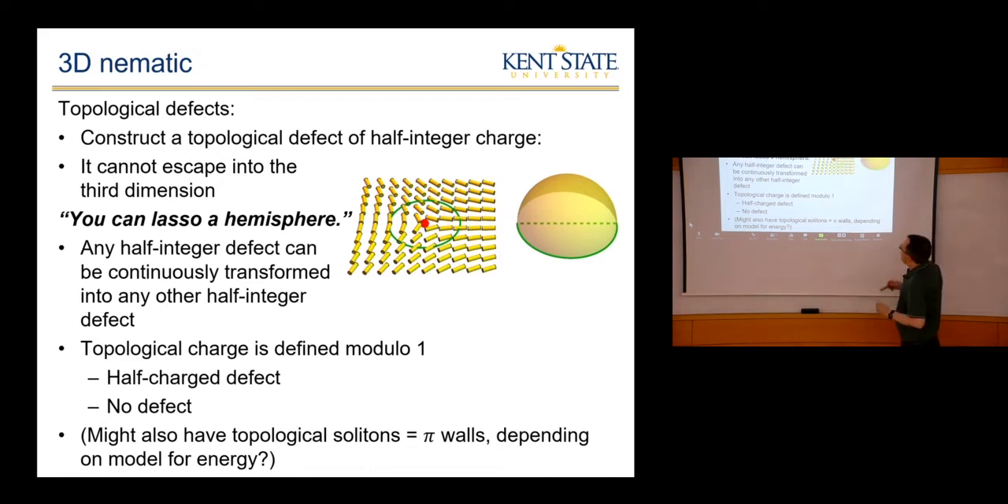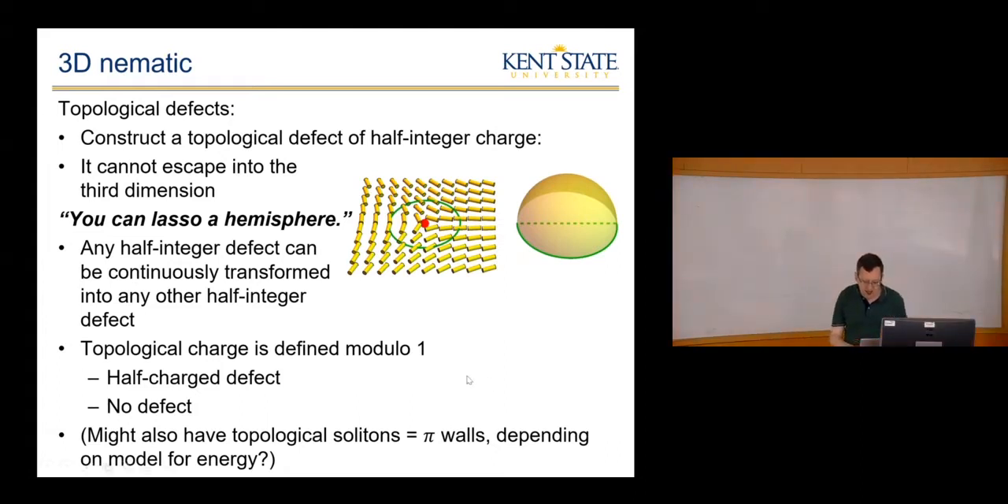Okay, so a half integer defect like this, that looks like a path where we start at a point like this, and then we go around to orientations like this, okay, that are pointing forwards, and then it comes there, and then it just tunnels back, right? This is a half. Now, that is stuck. This cannot escape into the third dimension, okay? You can lasso a hemisphere like this, okay?